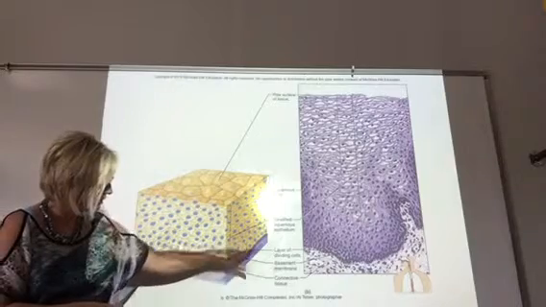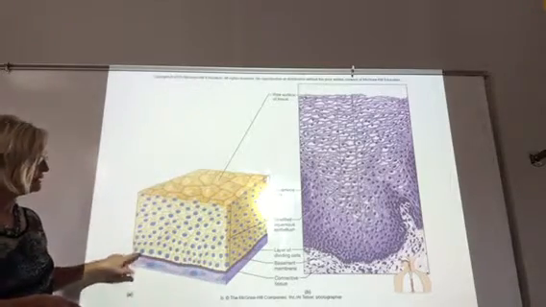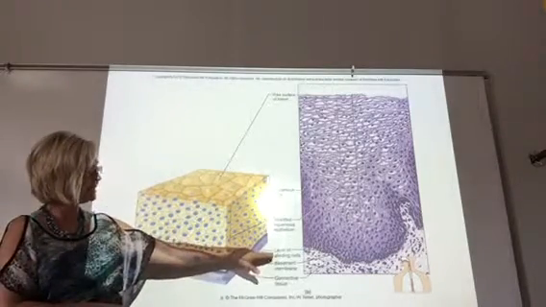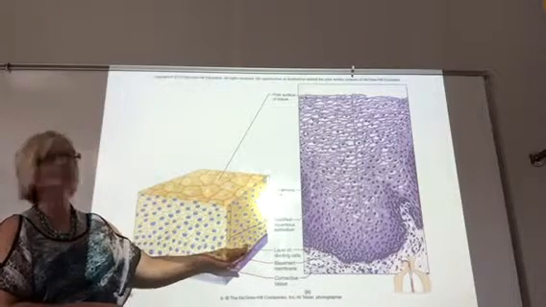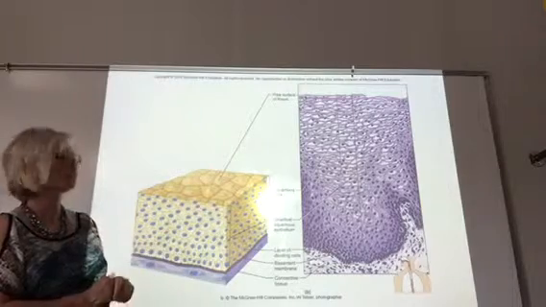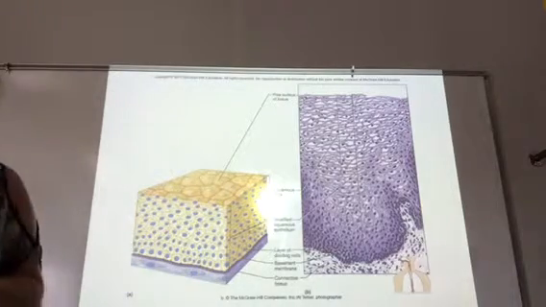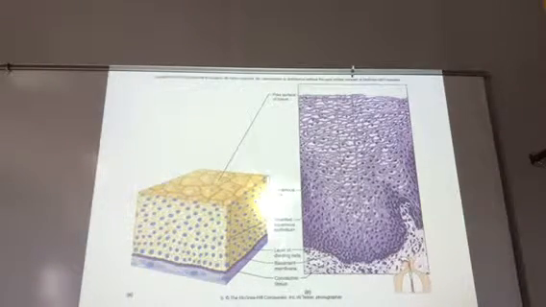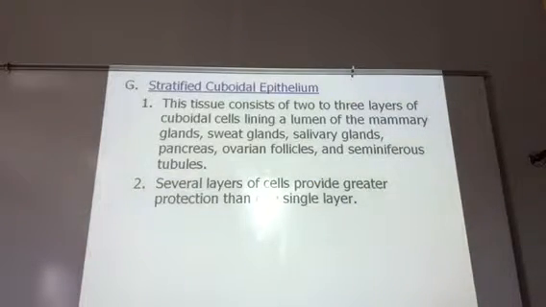Basement membrane is way down on the bottom. Note that it says layer of dividing cells. This is where new cells are produced. New cells are not produced at the top. So your skin is replenished at the bottom of those layers.